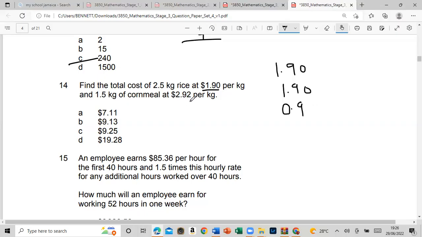All right, back to the cornmeal now. So this is 1 kilogram, so that's 2.92. And half of this now, 2 into 2, 1, 2 into 9, about 4, and 1 as well. 2 into that, 6. All right, so I think this is the total. Let me see now. 6 plus 2, 8, and that 13. So it's $9.13.